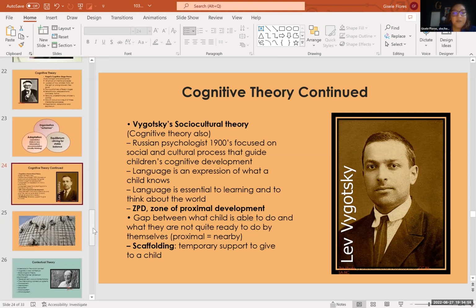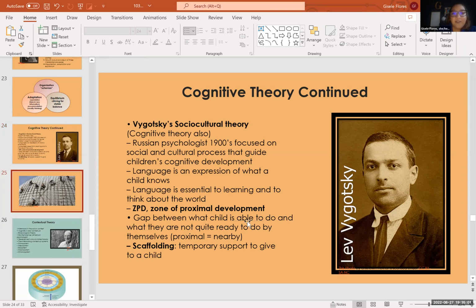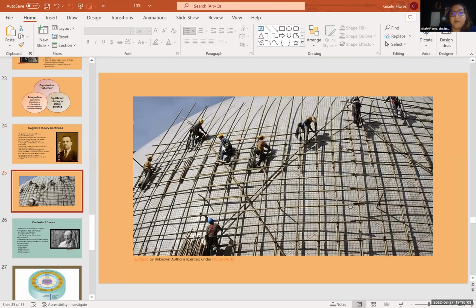So if you're familiar with construction at all, this is scaffolding, right? So if you're building something, you have all of the scaffolding up, and as your structure comes together, you can start taking the scaffolding down because it can stand on its own now.